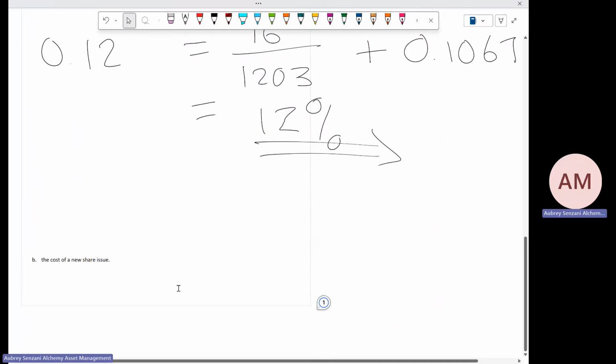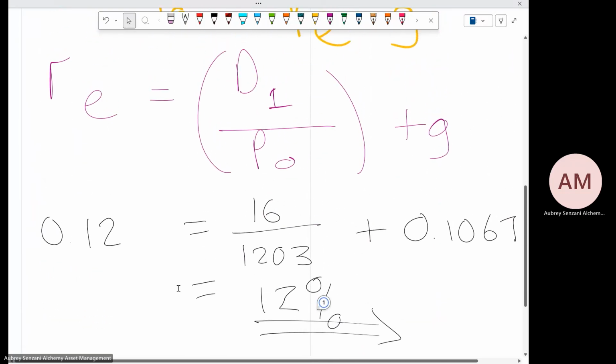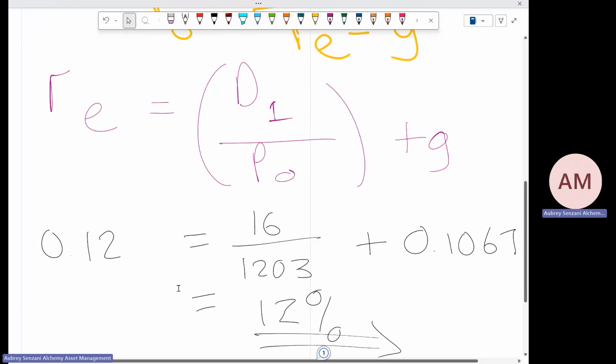What's the formula? And I'm intentionally scrolling up to try and hopefully have something click that I mentioned yesterday. The formula for calculating the cost of equity on new share issue. It's quite similar to this, but only one thing changes.